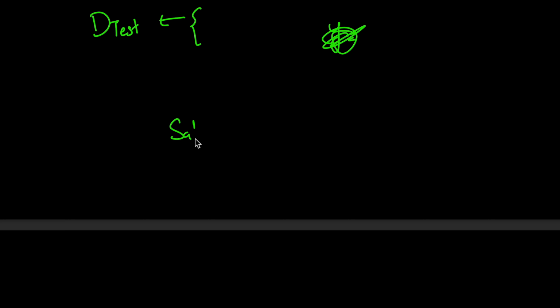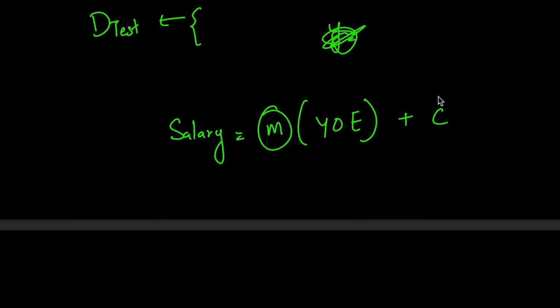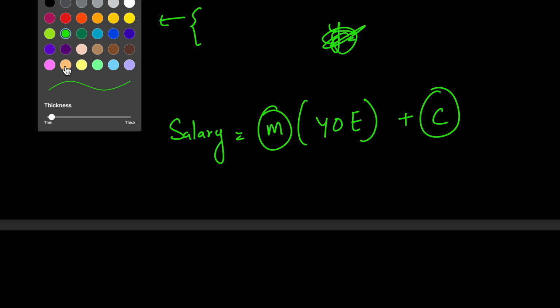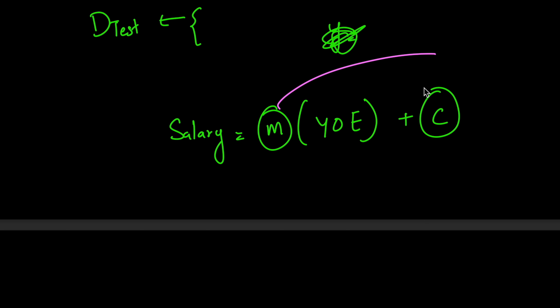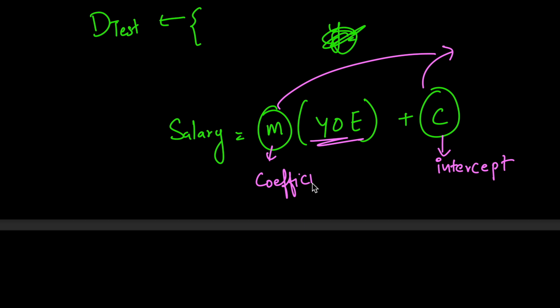Salary equals some m times years of experience plus c. So these two will be our parameters. Let me change the color. These two will be our parameters, and these will be initialized randomly, and then adjusted according to the data that we have. In general, we call this the intercept, and this is the coefficient of this one. So these are our intercept and coefficient.